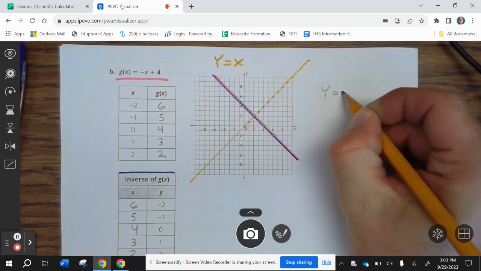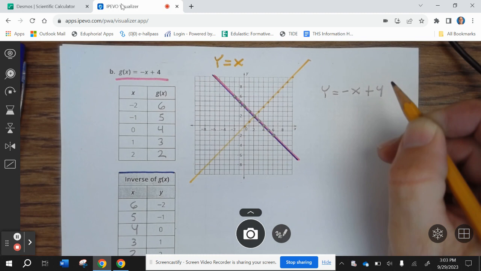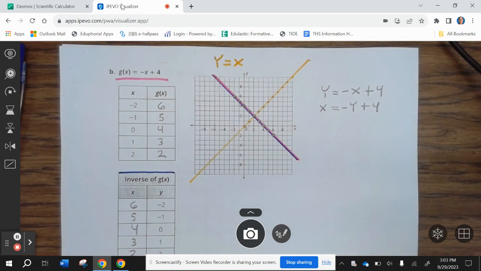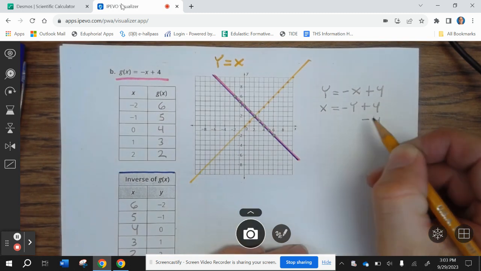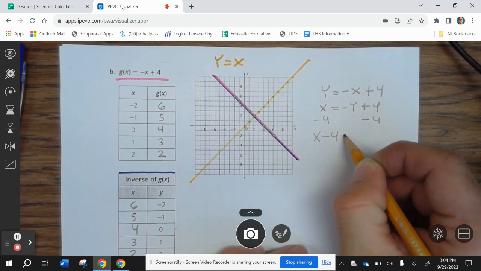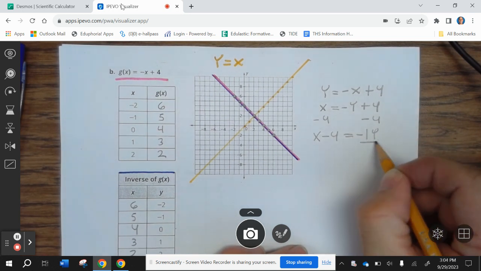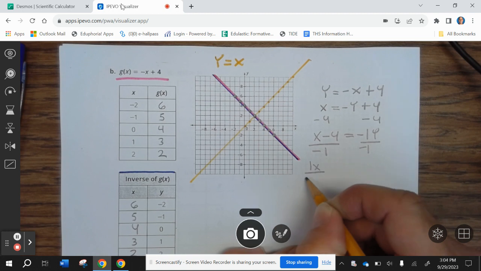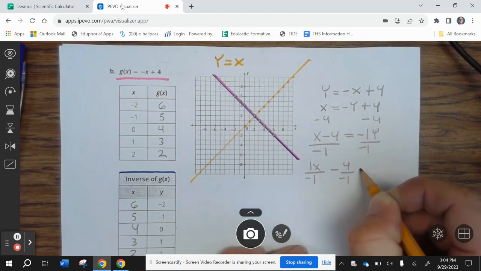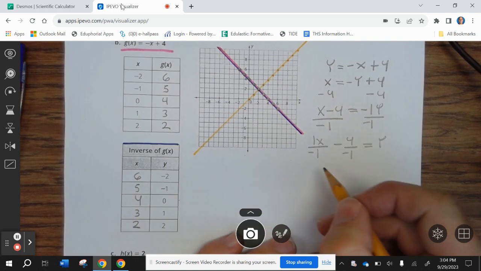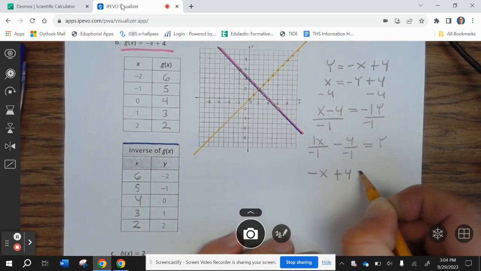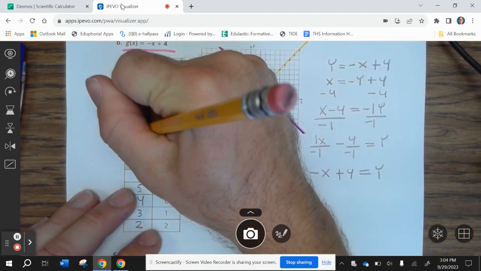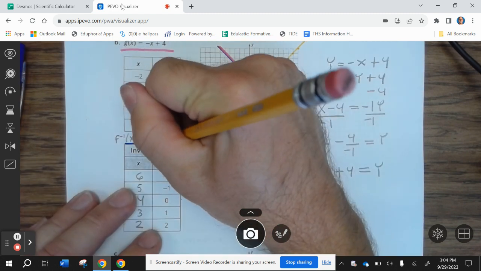So y equals negative x plus 4. Switch x and y. So x equals negative y plus 4. And solve. So subtract 4 from both sides. x minus 4 equals negative 1y. Divide everything by negative 1. So that's 1x divided by negative 1 minus 4 divided by negative 1 equals y. Well, that's negative x plus 4 equals y. So the inverse is f inverse of x equals negative x plus 4.